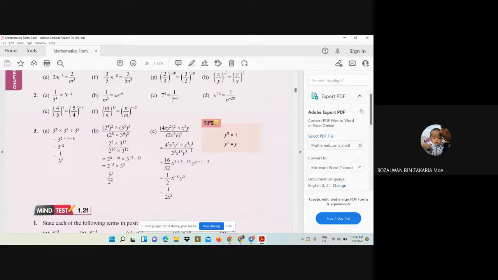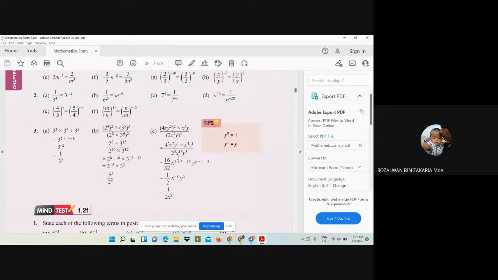Then divide with the, this one also you have to open the bracket. So remember, when you open the bracket, all the coefficients inside the bracket, you have to multiply with the power of 5. So same also for the index numbers, you have to multiply the power with the power of 5. So this one becomes 2 power of 5.